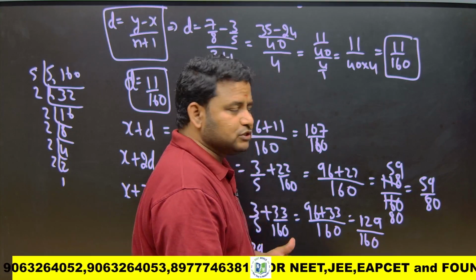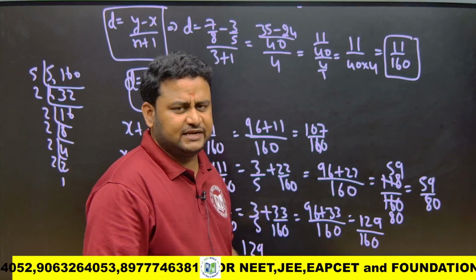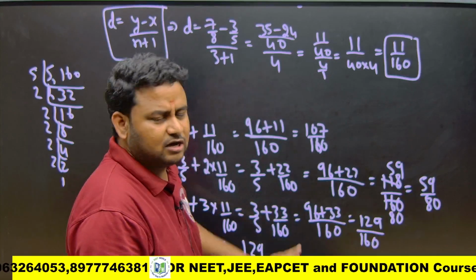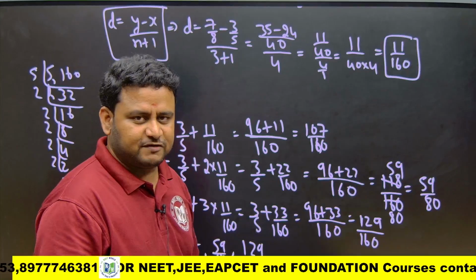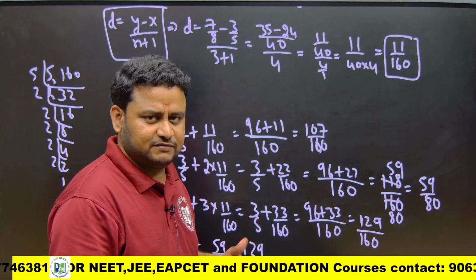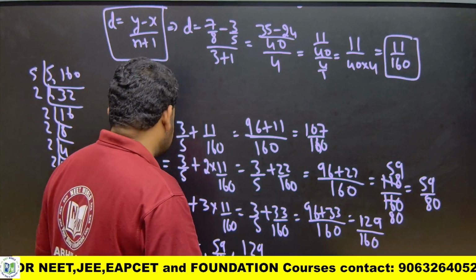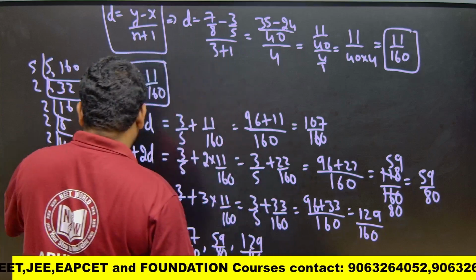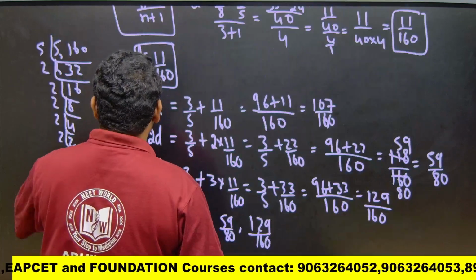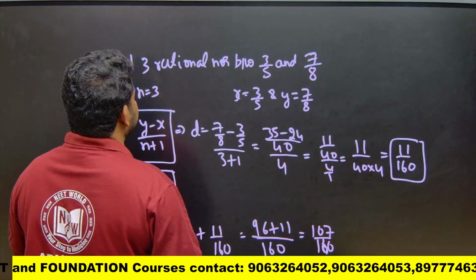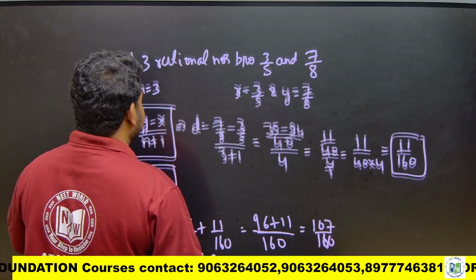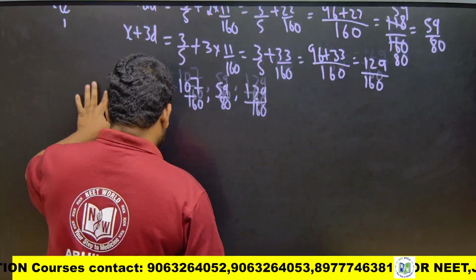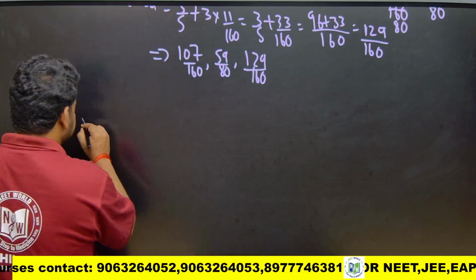Now, same question, I will use another method. You can follow any method, either this method or the second method which I do. Preferably you can follow the second method also, or this method, whichever is comfortable. See here, let me write it here, second method. So what is the question? The question is: find 3 rational numbers between 3 by 5 and 7 by 8. This is the second method, I will write it.